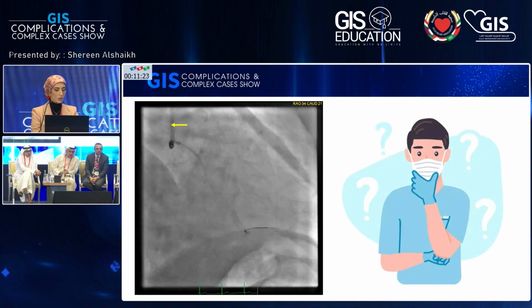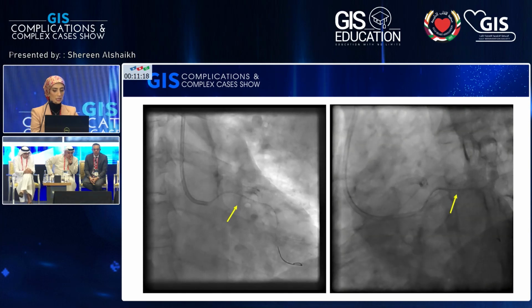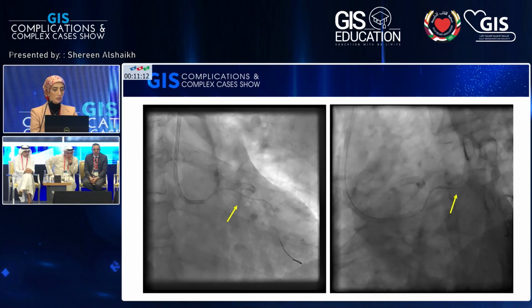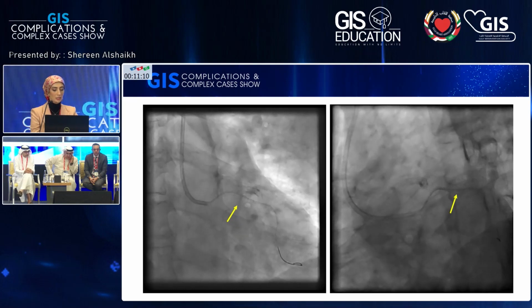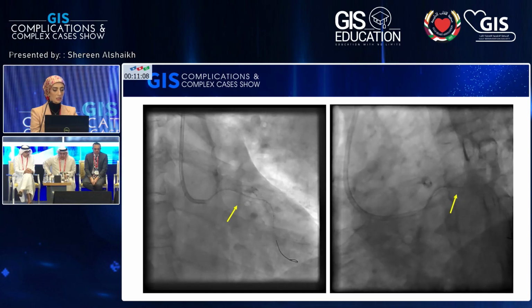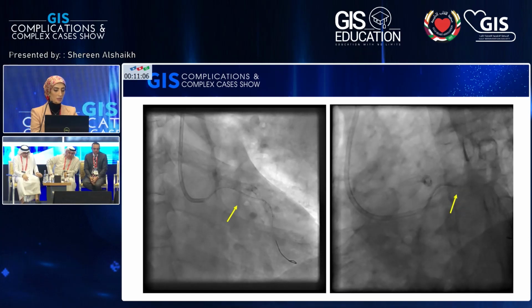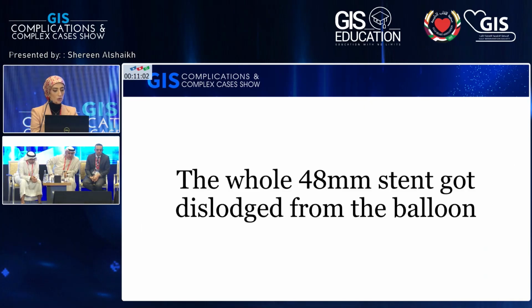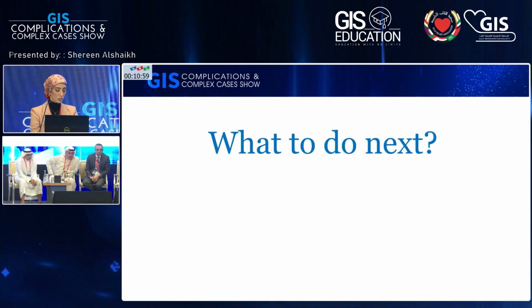So he was wondering what was going on. He decided just to do a clear plain cine to see exactly what was happening. And as you see clearly, the 48 stent was hanging, starting from that bifurcation of the two OMs up to the left main, up to the aorta. So the whole 48 stent got dislodged.